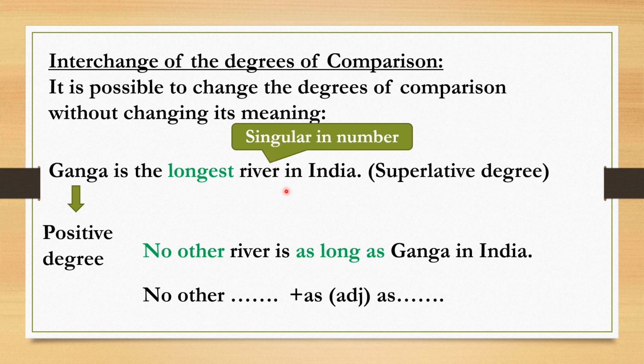Therefore, when there is a singular noun in the sentence, I must begin my sentence in the positive degree with the words no other. So I write it as, no other river is as long as Ganga in India. So in my positive degree, I use the words no other and as long as. In this way, I changed the sentence from a superlative degree into a positive degree without changing the meaning of the sentence.